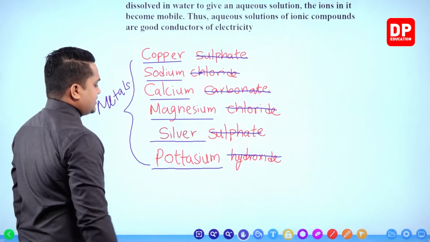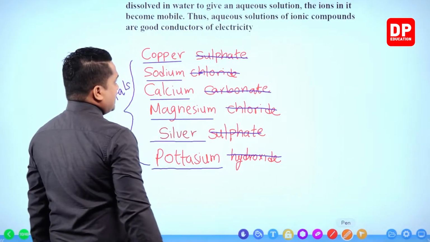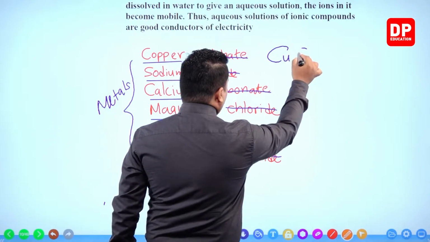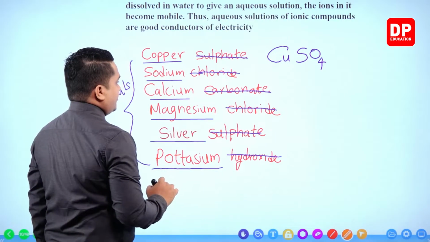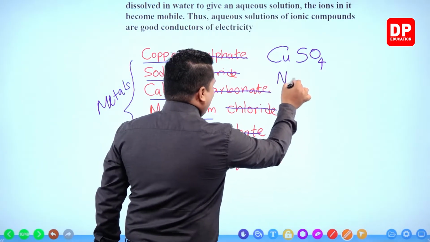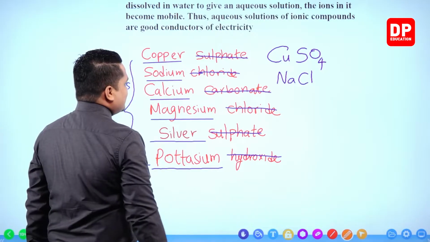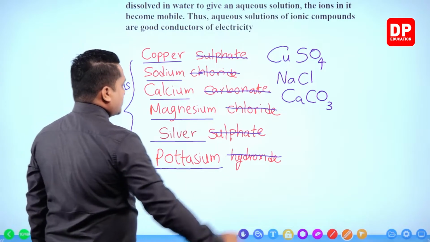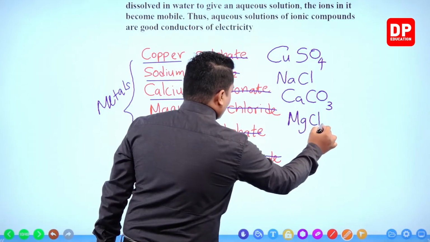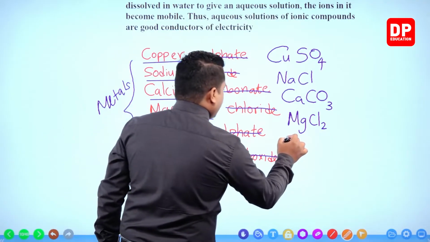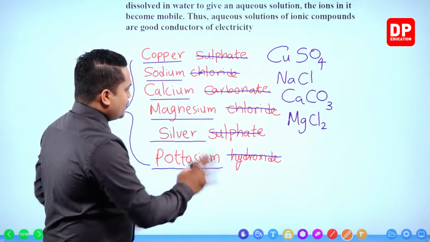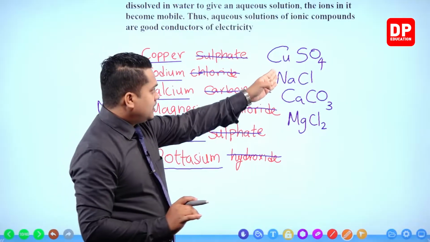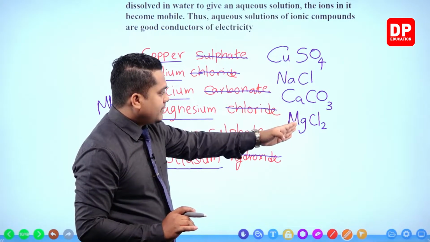I'm once again coming to this one. If you write the chemical formula for copper sulfate, it is CuSO4, copper sulfate. Sodium chloride, NaCl. Calcium carbonate, CaCO3. Magnesium chloride, MgCl2. Silver sulfate, right? So let's see. Ignore these things. Check these things, okay? Most common ones: copper sulfate, sodium chloride, calcium and magnesium compounds.